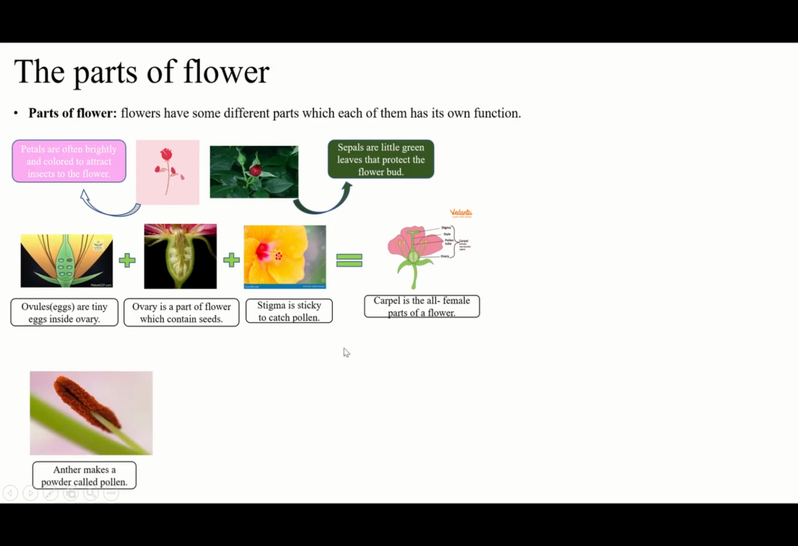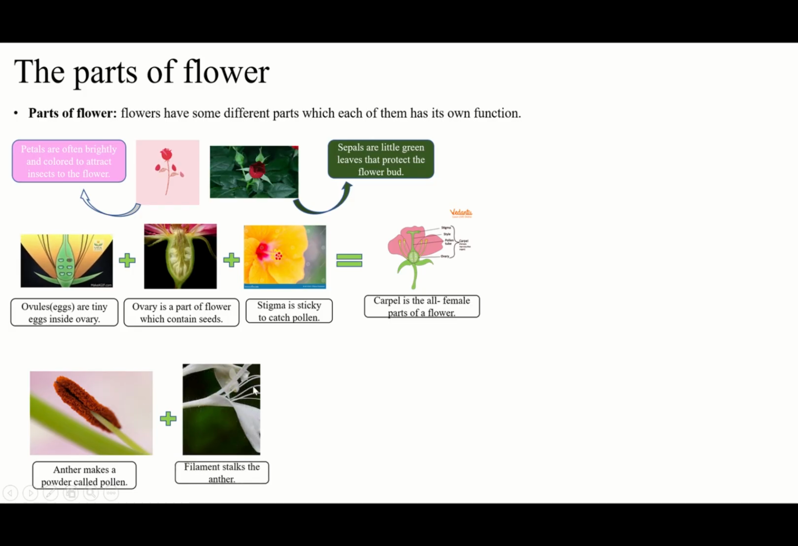So, and we go for anther. You see, guys, if you just focus on this, there's a powder over it. You can see it. It's like a powder on this. So we call this powder pollen. And by the way, this part is anther. Anther plus filament, which is only for holding the anther, this part. We call them together stamen, which is the male part. Anther and filament together, we call this male part, stamen.